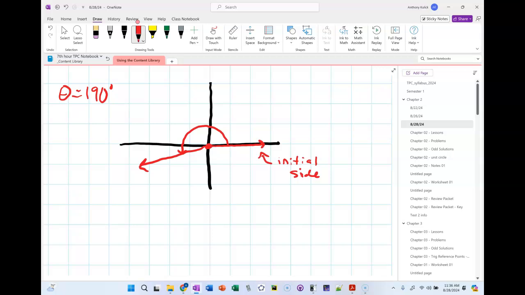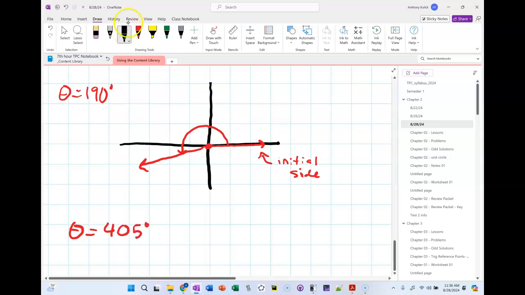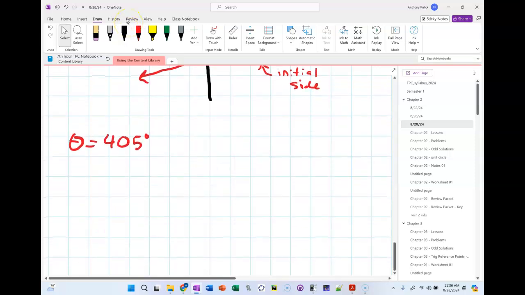And now you might think to yourself, okay, Mr. Kulik, cool. I'm fine with that. But when I look at that XY axis that you drew, there's only 360 degrees. How are you going to do something bigger than that? Like, how would you do 405 or something? Well, let's see.